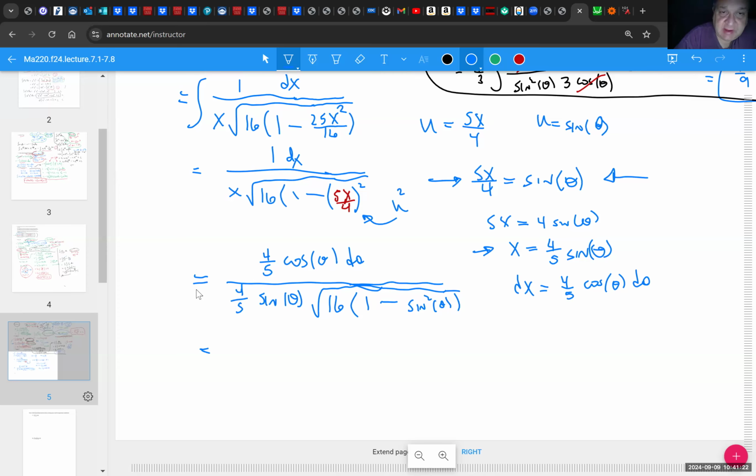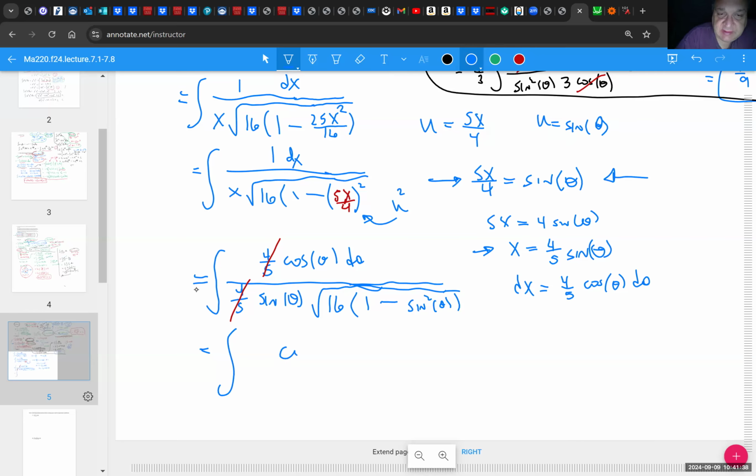Looks like I forgot my integral sign, so let's throw it in there. It does look like I have a 4/5 on top and a 4/5 on bottom, so that's nice that those divide out. So what am I left with? I'm still left with the integral. I haven't done any integration yet.